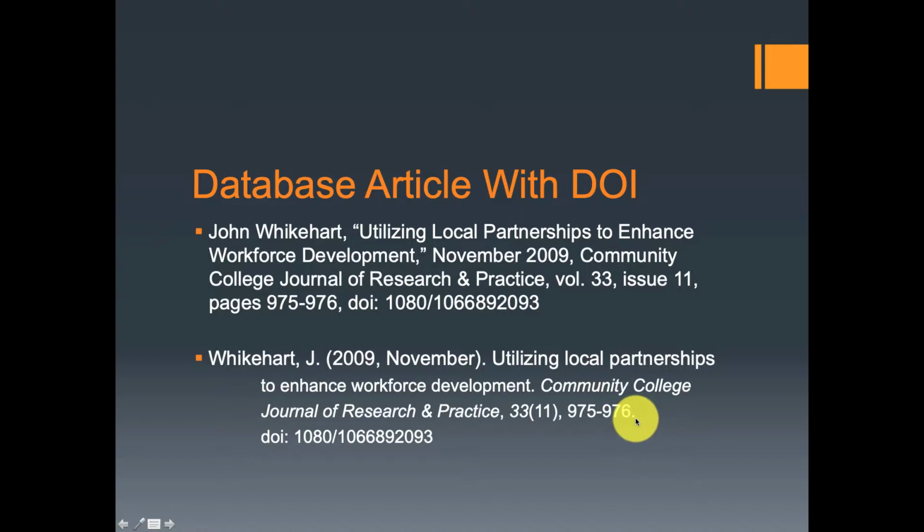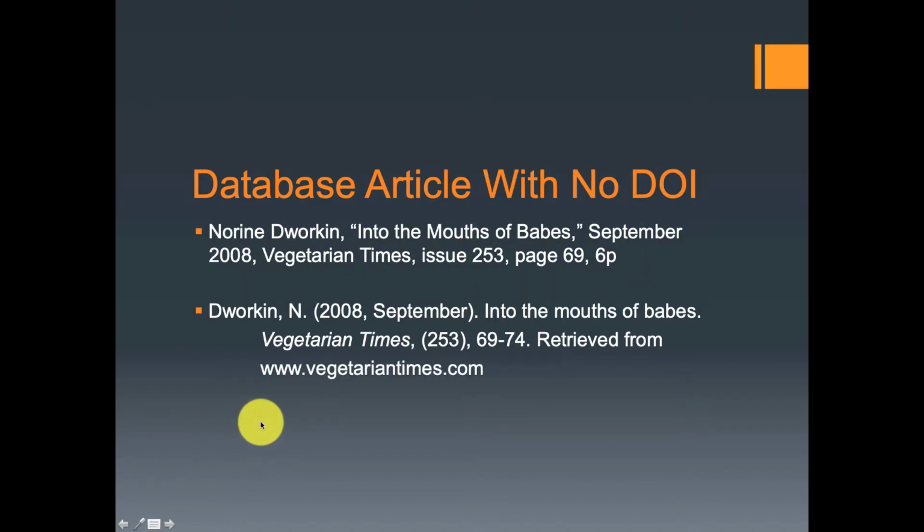There's a period after this because we're done. The last section is the so-called retrieval information. In this case, we have a DOI. Here's our DOI here. We list the DOI here. This is what we call a hanging indent. You will see that it is over on the left-hand side, but then you indent here.